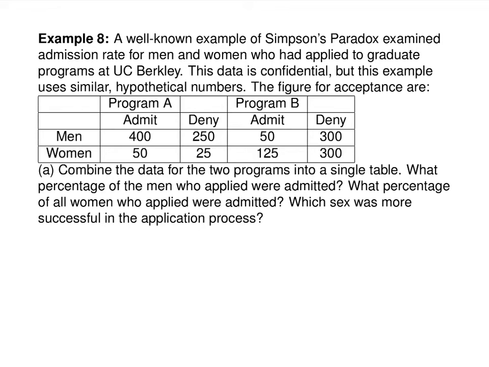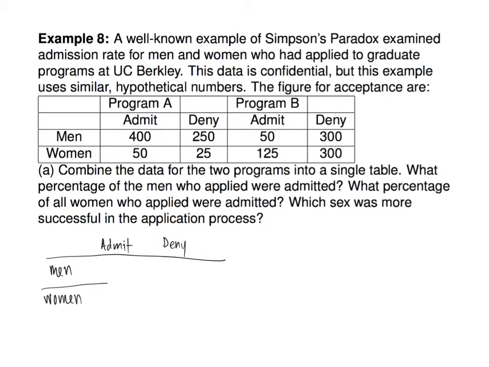Yeah, who knows? So let's combine these two programs into a single table and figure out what percent of men who applied were admitted and what percent of women who applied were admitted. So instead of having program A and program B, we'll just have an admit and deny category. Does that make sense? So we have men, women. Instead of being broken into two programs, we're just gonna have how many men were admitted, how many men were denied, and how many women were admitted, and how many women were denied.